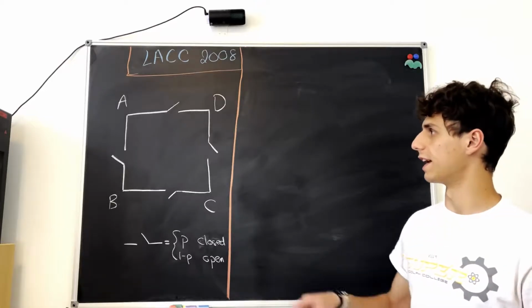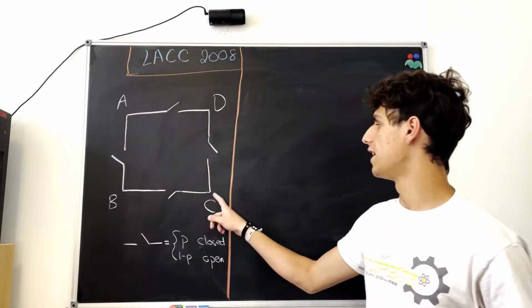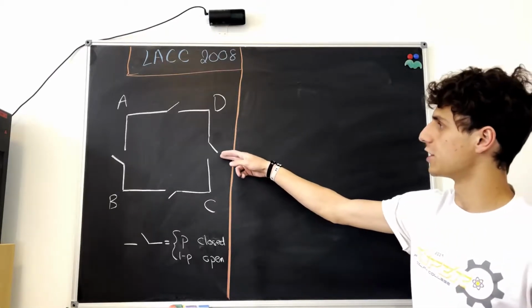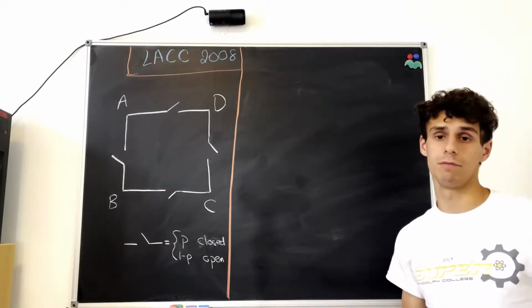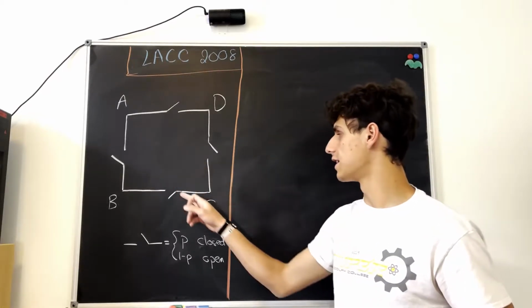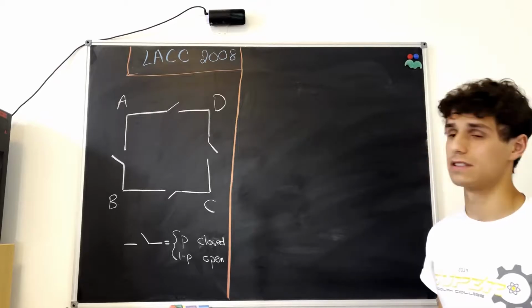So here we have a circuit as shown, and our goal is to get from vertex A to vertex C on this circuit. But each of these switches has a probability P of being closed and 1 minus P of being open. And the problem asks us to find the probability of getting from vertex A to vertex C, or the current getting from vertex A to vertex C, I should say.